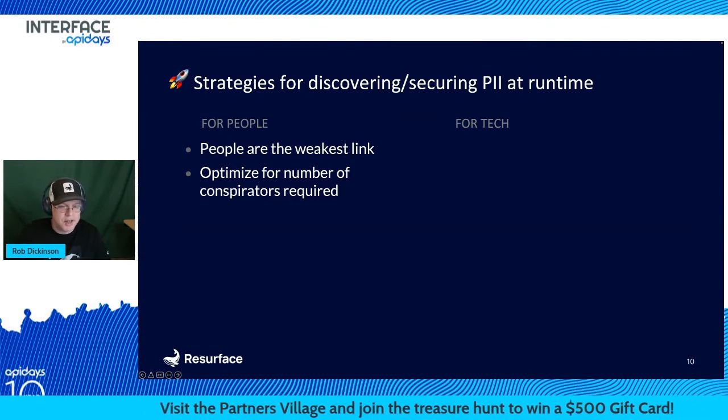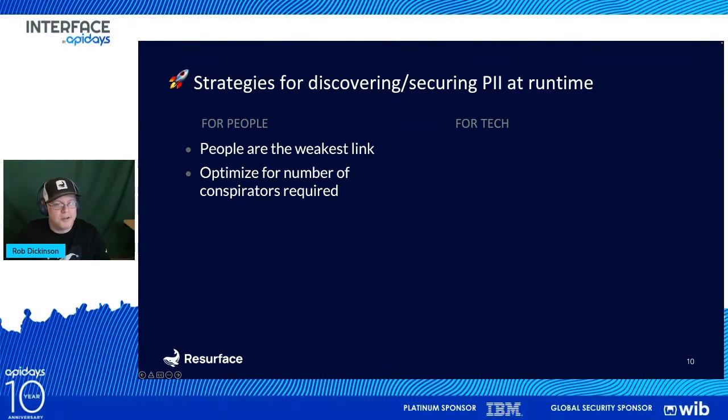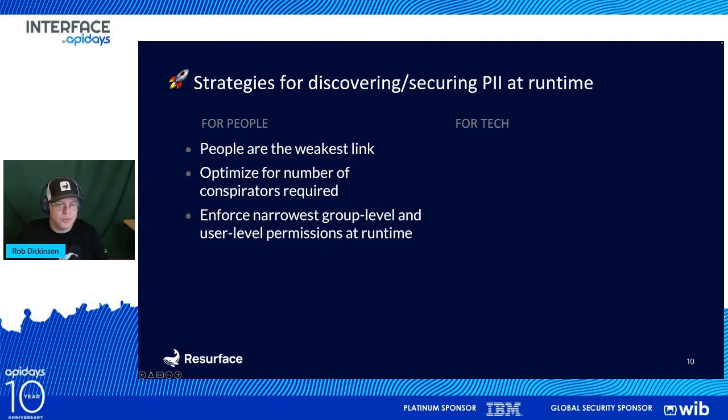Conspirators is usually a range that a lot of people agree on. So you want to make sure that no one person has access to everything, right? You want to break that up so it requires a group of conspirators to actually steal a bunch of PII. So what you're going to do then is design your systems so that you enforce the narrowest group level and user level permissions at runtime that you can. What this is going to do then is allow you to regularly audit those databases and permissions.